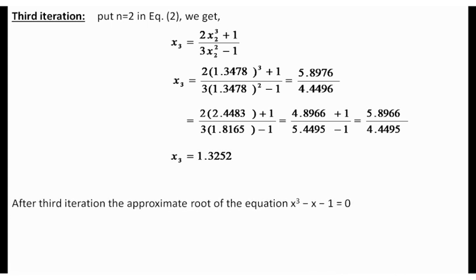So after third iteration, the approximate root of the equation x cube minus x minus 1 is 0. So the final answer is x is equals to 1.3252. Even if it is not clear yet, let us take the second example.